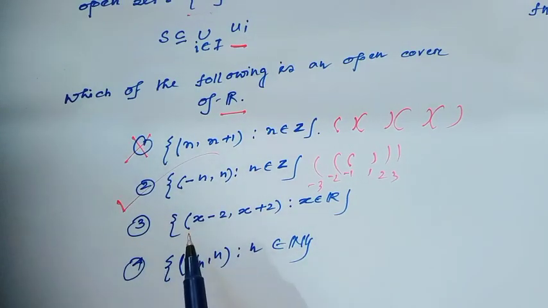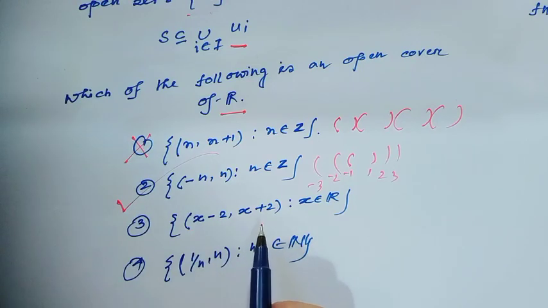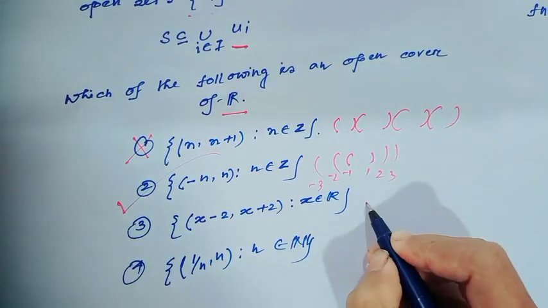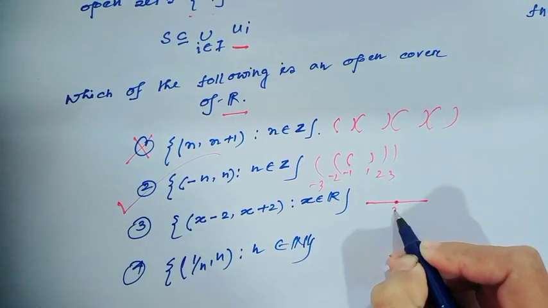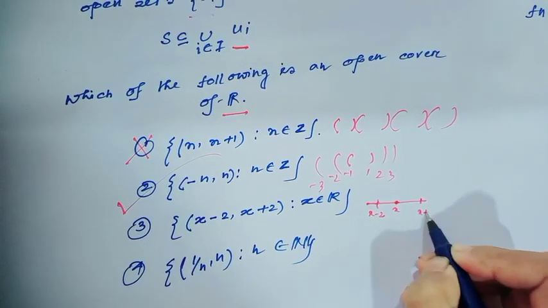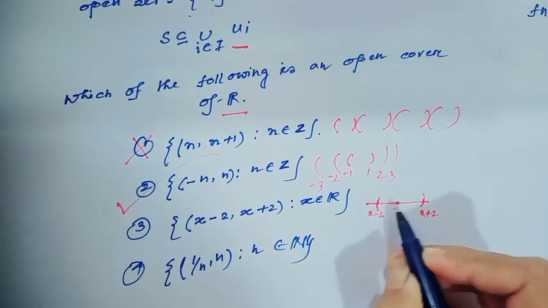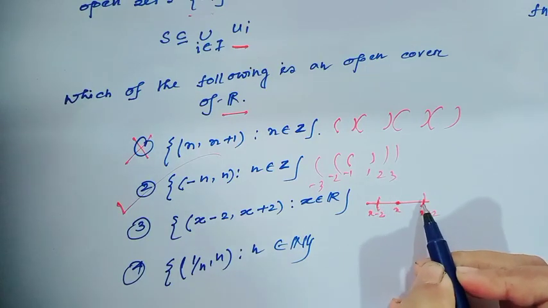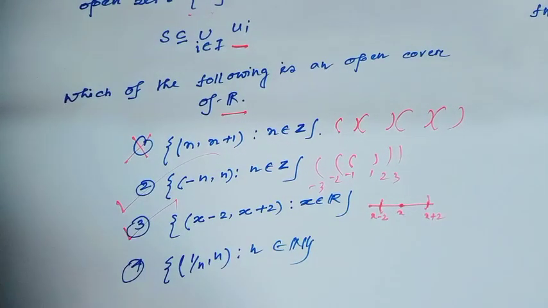Here the third set is the set containing (x-2, x+2) where x belongs to R. The set is of this type: here x, here x-2 and here x+2. This set obviously contains infinitely many real numbers, so this is an open cover.